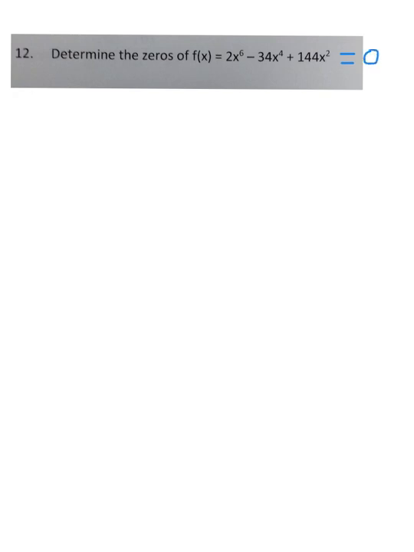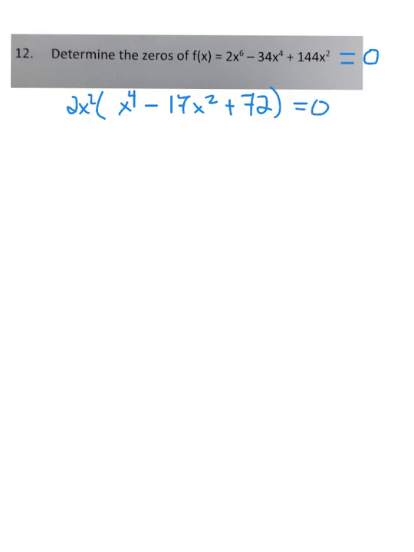Now remember, when we want zeros, we want our answers to be in the form of x equals and then some number. So I'm going to try to factor this thing and then solve. I look and I see that I have a GCF of 2 and also of x squared. So let's take out the 2 and the x squared. I'm going to get x to the 4th minus 17x squared plus 72 equals 0.